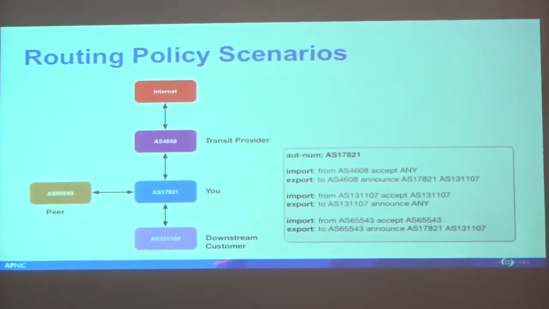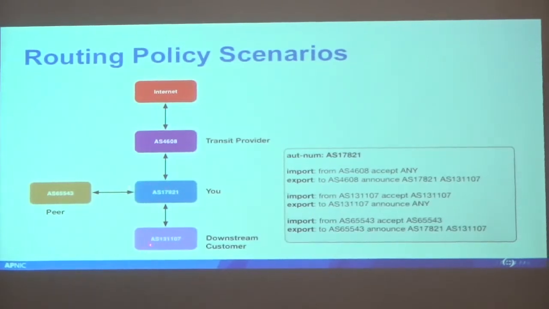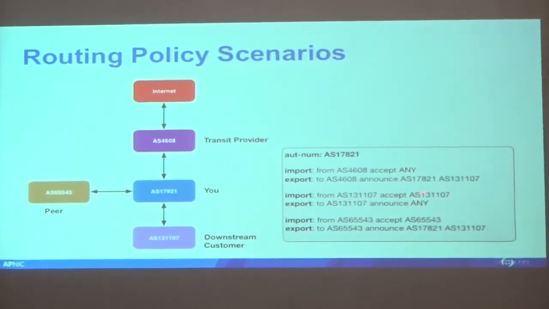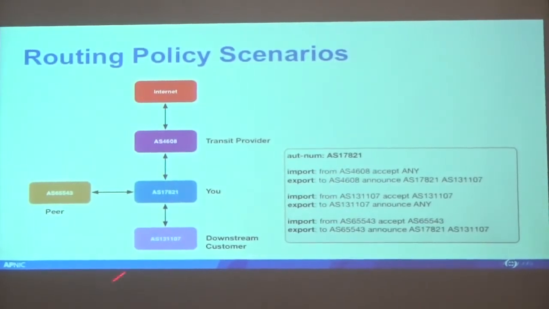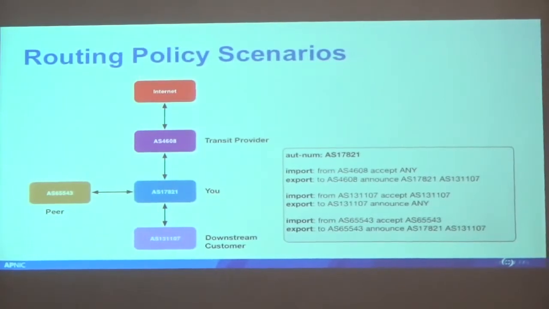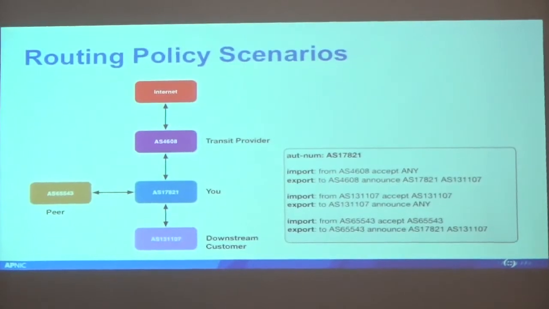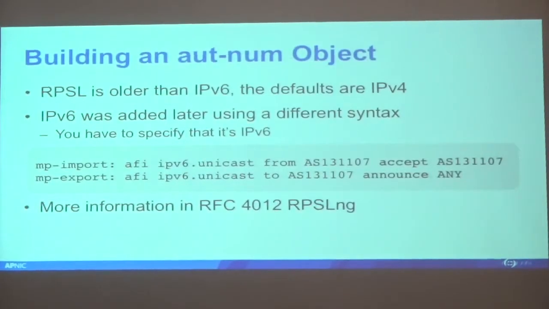How about for this downstream? I also have peering there, right? It's also BGP there. Import, what? From AS131107, accept only AS131107. And export to AS131107, announce everything so that he can go to any network on the internet through AS17821. Clear enough? If you're confused, you have to tell me, because I have more complex examples coming up.